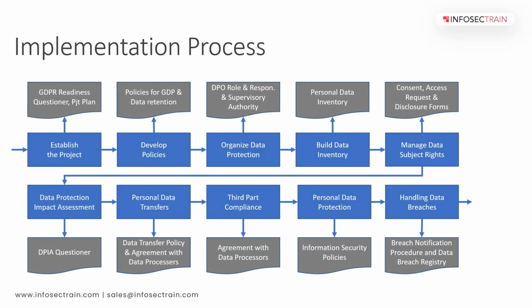Normally, this is a process that you have. What you see here is that you establish the project, develop the policies, and then organize the data protection. And then what you see here is the sort of documents that we are going to use. These documents are the ones that you will either be using or creating. So when I'm going to establish the project, I'm first going to create the GDPR readiness questionnaire and the project plan.